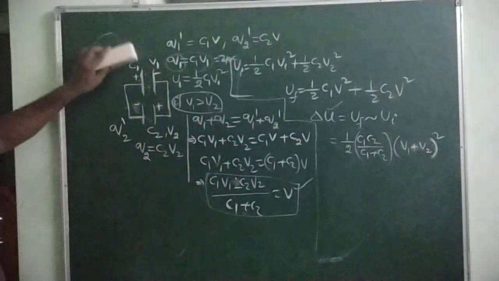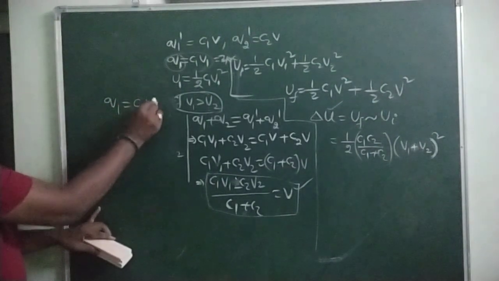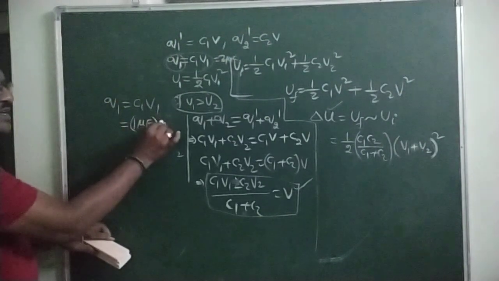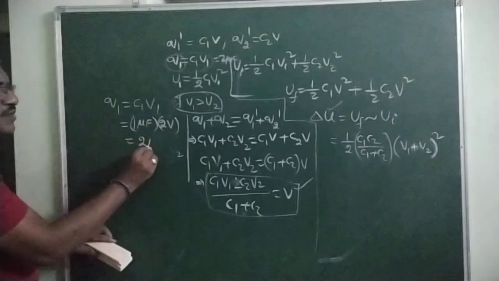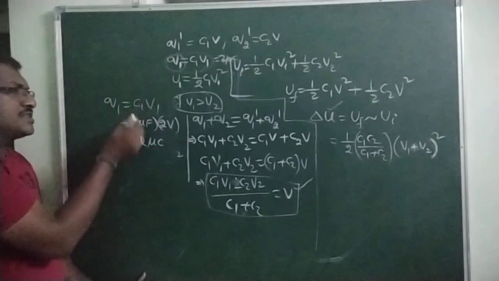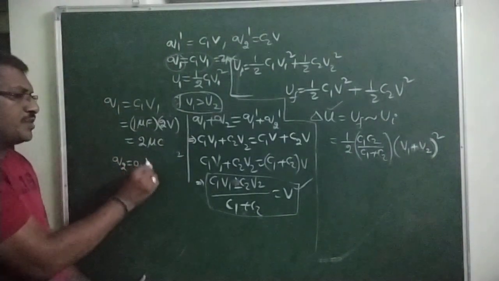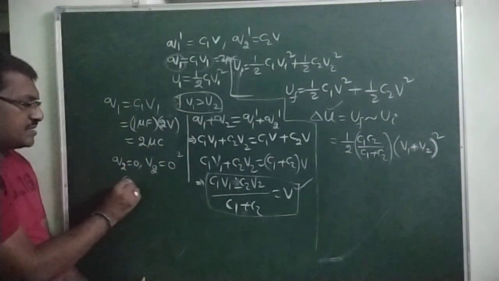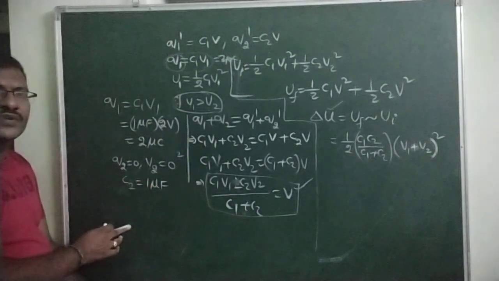First, what is the charge of the first capacitor? The charge of the first capacitor Q1 equals C1 V1. I am taking the capacitance of the first capacitor as 1 microfarad and, for easy calculation, the potential as 2 volts. That means the charge you get here is 2 microcoulomb. This capacitor is connected to the uncharged capacitor, so the charge on that capacitor is 0 and the potential is also 0. The second capacitor I am also taking as 1 microfarad. No problem, as you wish.